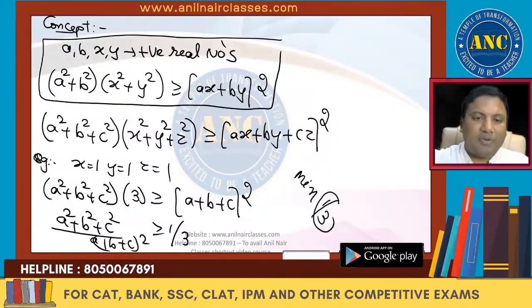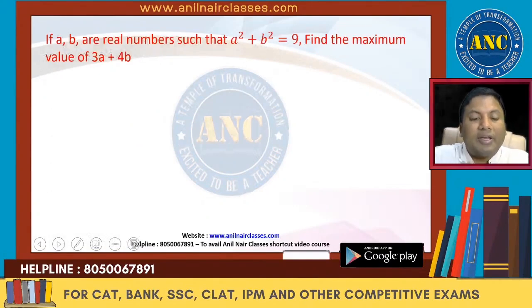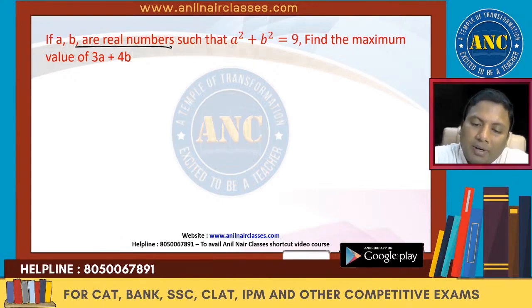Right, we will start with the first problem. If A and B are real numbers such that A square plus B square is equal to 9, find the maximum value of 3A plus 4B. So, how to solve this question? By using the concept of Cauchy-Schwarz inequality.